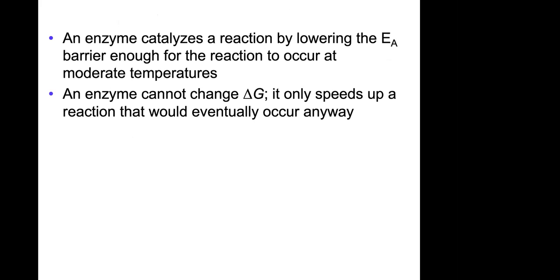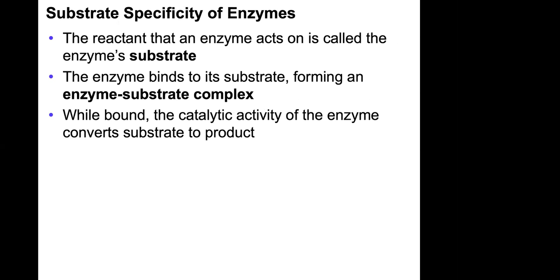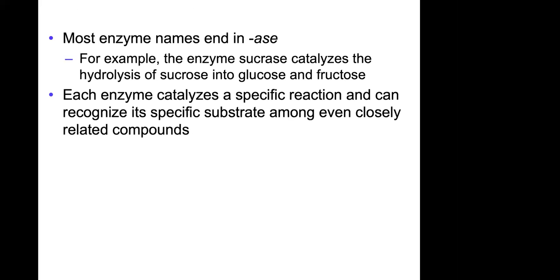An enzyme catalyzes a reaction by lowering the activation energy barrier enough for the reaction to occur at moderate temperatures. An enzyme cannot change free energy. It only speeds up a reaction that would eventually occur anyway. Now, the reactant that the enzyme acts on is called the enzyme's substrate. The enzyme binds its substrate, forming an enzyme-substrate complex. While bound, the catalytic activity of the enzyme converts substrate to a product. Most enzyme names end in -ase.